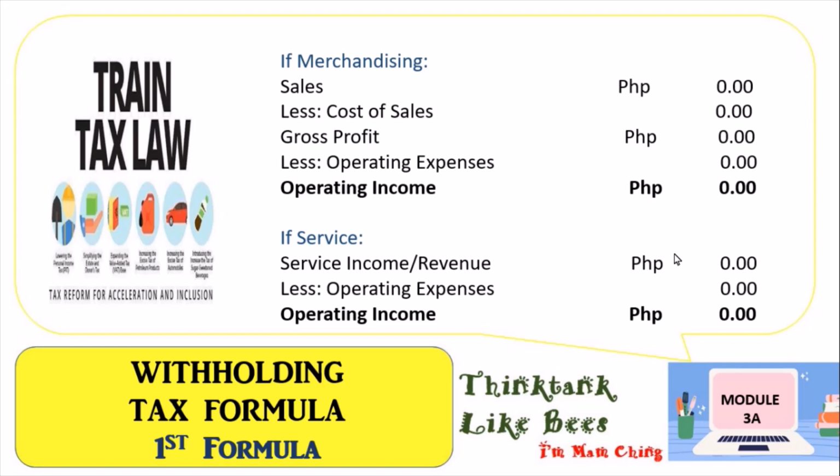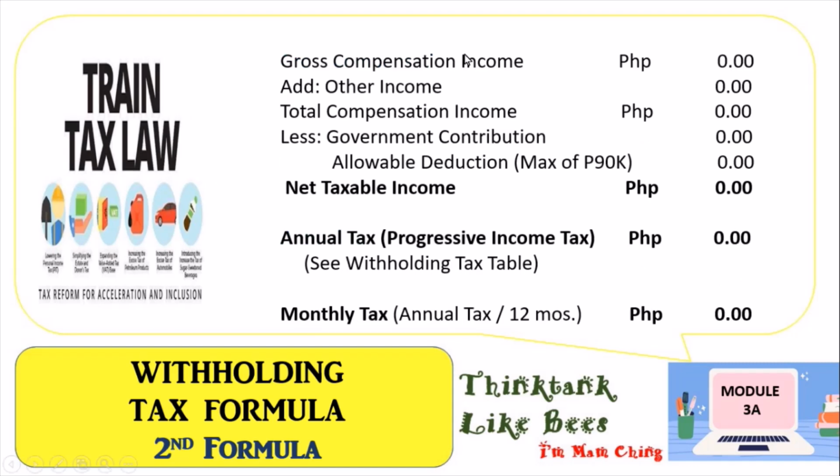If your business is merchandising, here's the income statement. Sales less cost of sales is equal to gross profit. Minus the operating expenses is equal to operating income. So that's the income statement for the merchandising business. If it is a service, then it's easy. You have your service income or revenue less the operating expenses. So we already have the operating income. Easy, right?